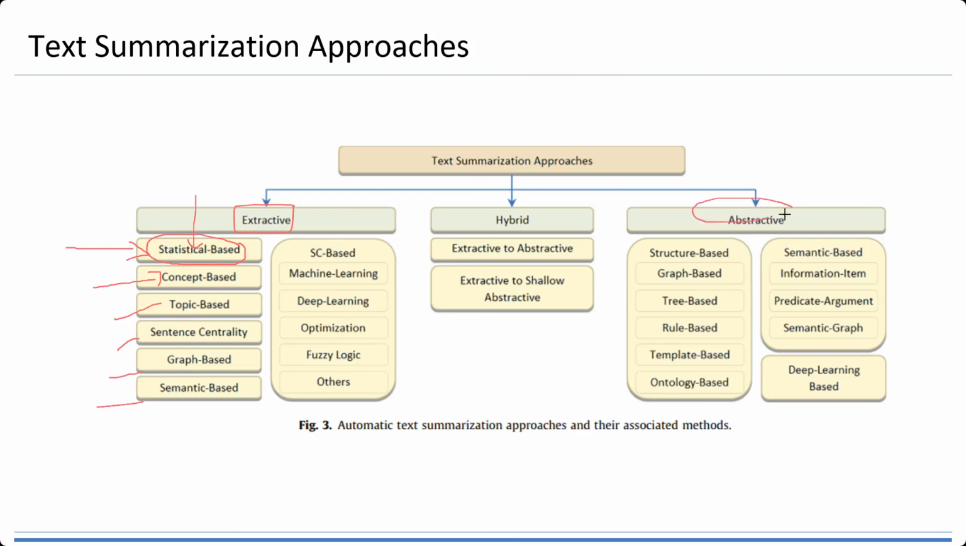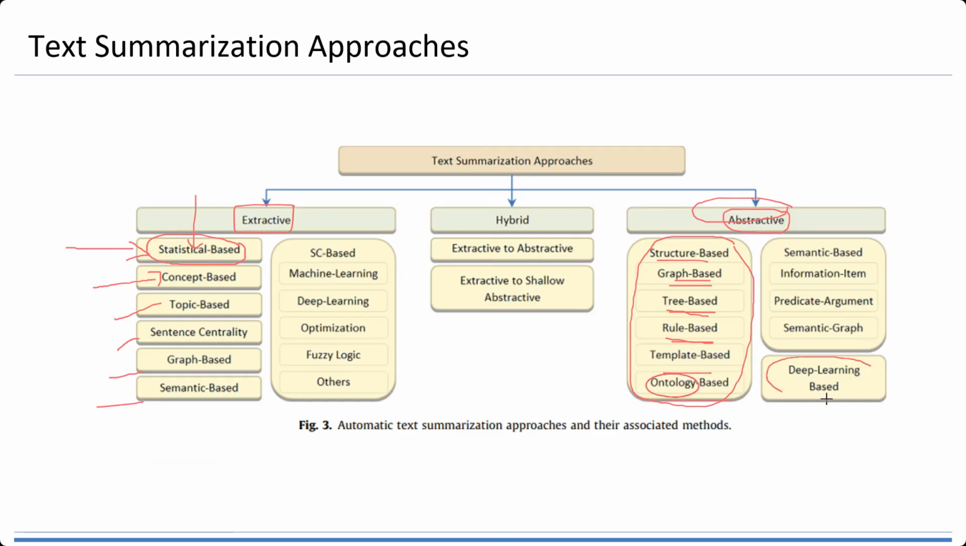The abstractive. You also learned from your assignment how to make the abstractive, but I did not give you any example of this one because it is very complicated for manual calculation. So you can use some rules. For example, we can use structure base or graph base, decision tree base, or we can use rule base, template base, or something related to ontology.